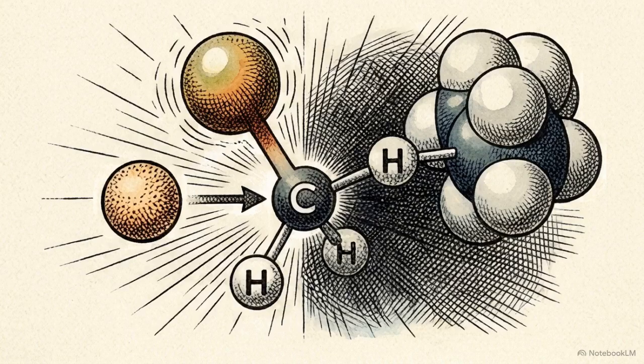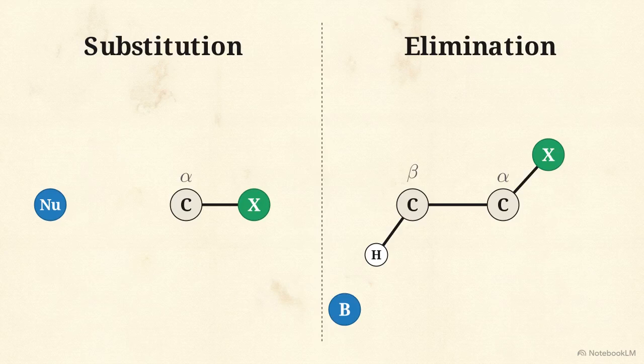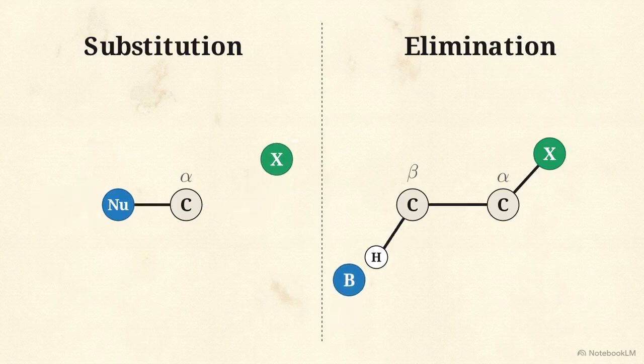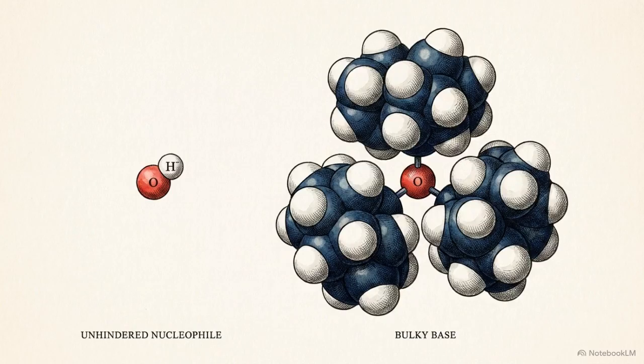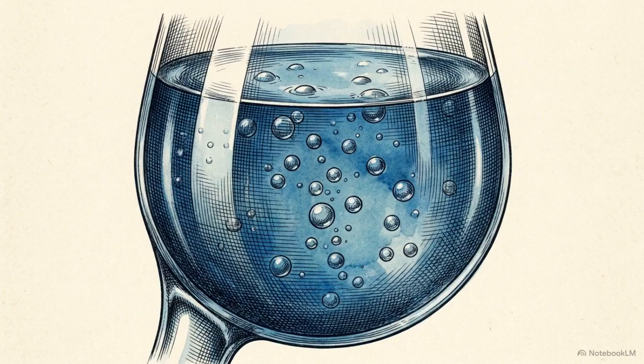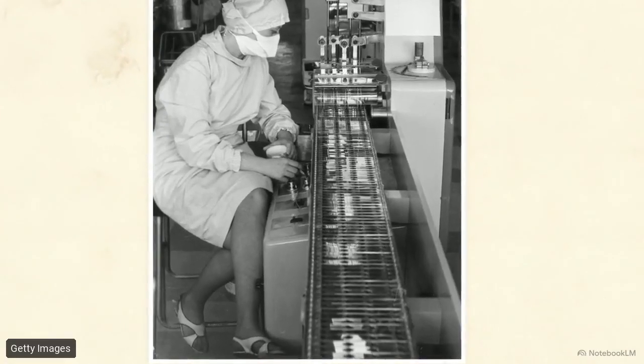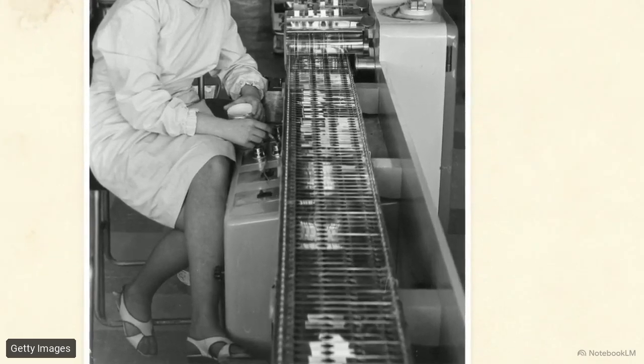When an attacker strikes, the system forces a choice. The incoming molecule will either replace the halogen in a substitution reaction or remove a neighboring hydrogen to form a double bond through elimination. The strength and physical size of the attacker determine which pathway is more favorable. Predicting the outcome of this microscopic clash allows chemists to manage yields in large-scale pharmaceutical production, ensuring the reaction produces the intended compound rather than a useless byproduct.